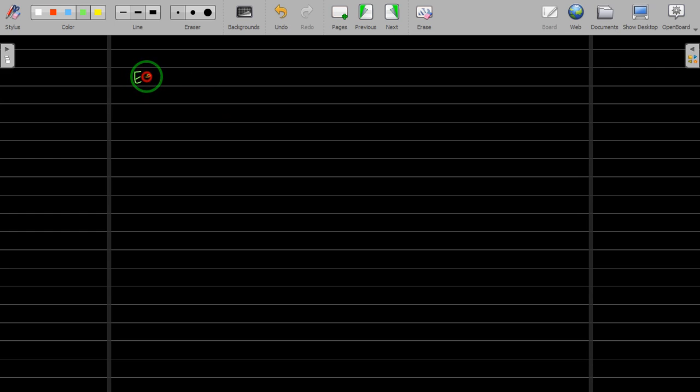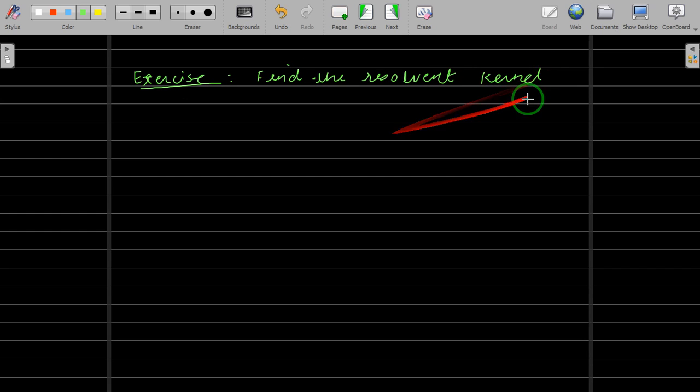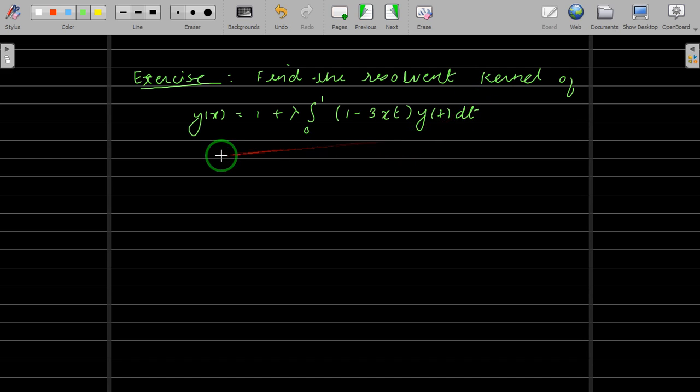Exercise. Find the resolvent kernel, and you can find the solution also, of y(x) equals 1 plus lambda integral 0 to 1 of (1 minus 3xt) y(t) dt. So try to find the solution. You try to get the resolvent kernel as well.